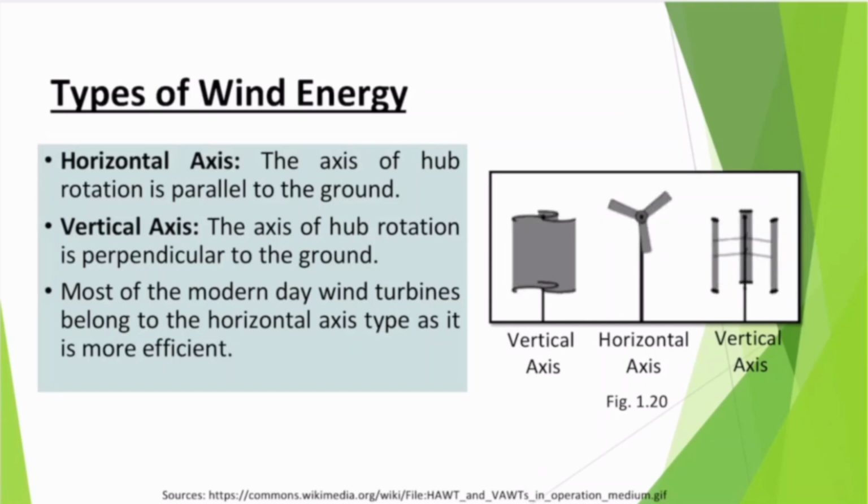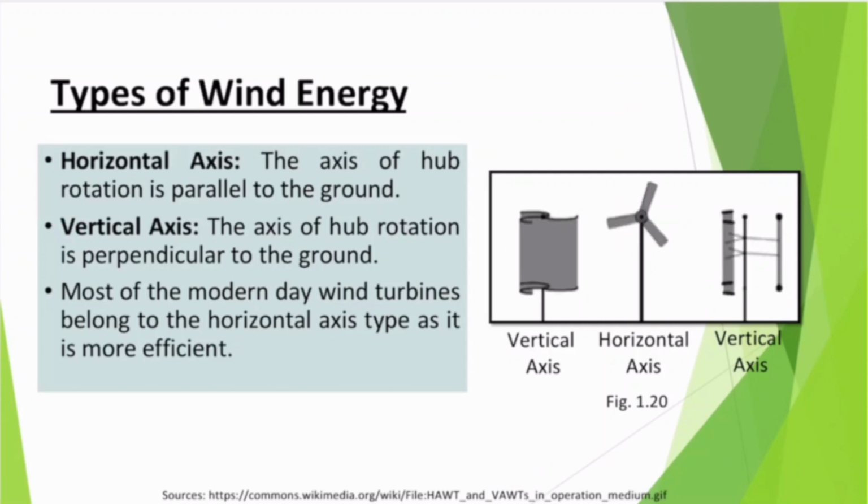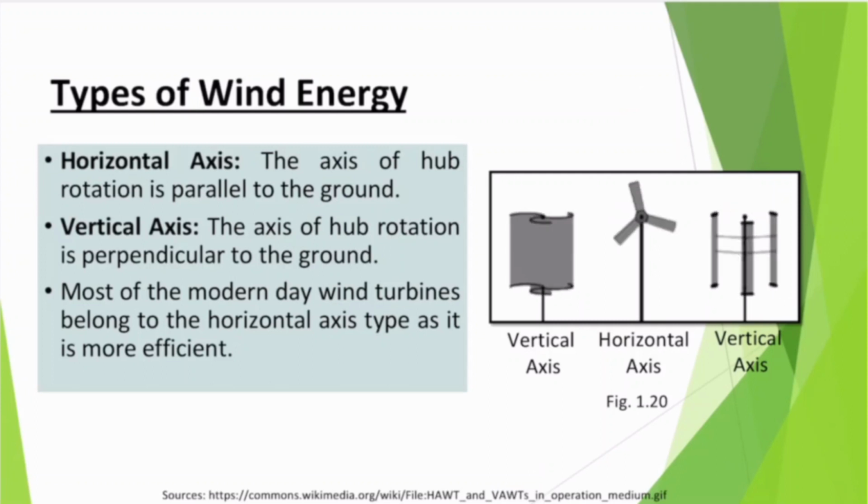Now, if you see the types of wind energy, there are different types of technologies that help you understand how wind can be converted into energy. One is, very importantly, the horizontal axis, where the axis of rotation is parallel to the ground. The second is the vertical axis, where the axis of hub rotation is perpendicular to the ground. Most modern-day wind turbines belong to the horizontal axis type as it is more efficient.